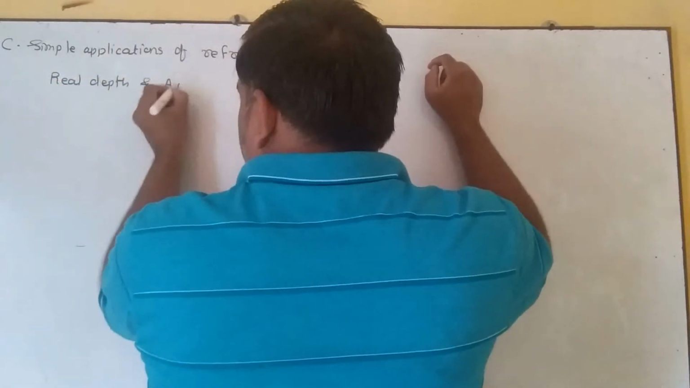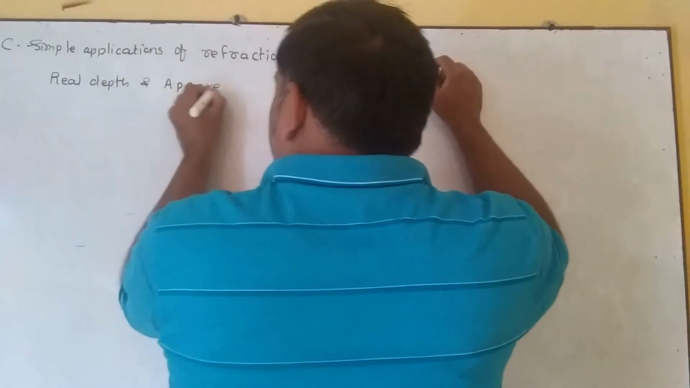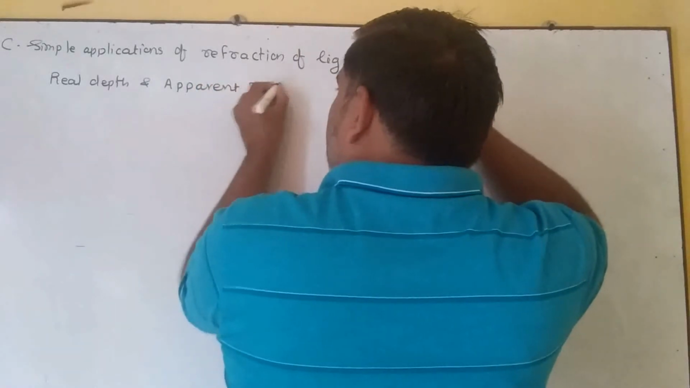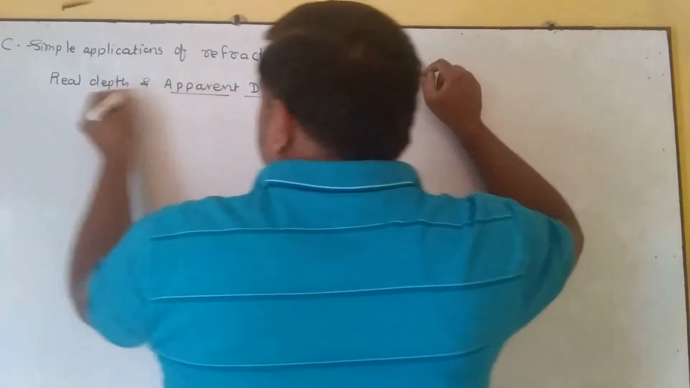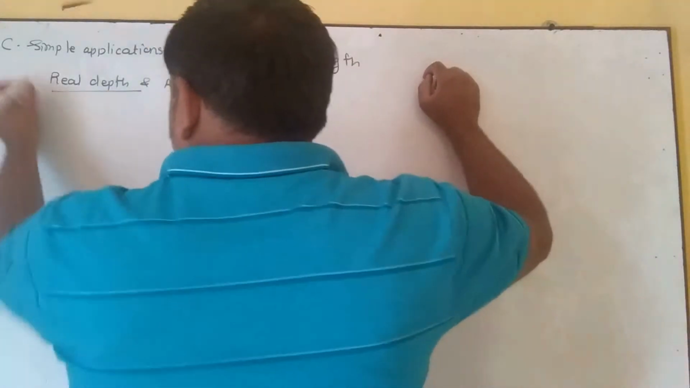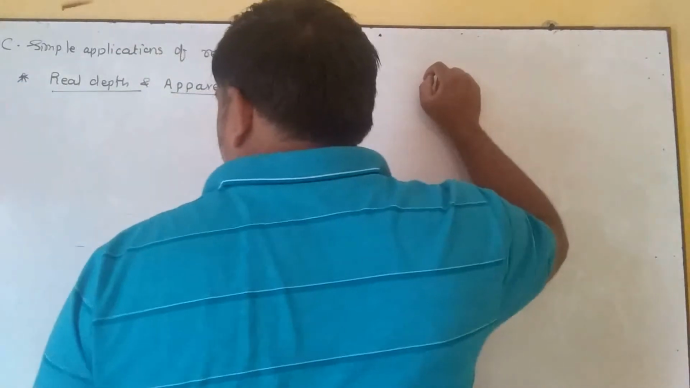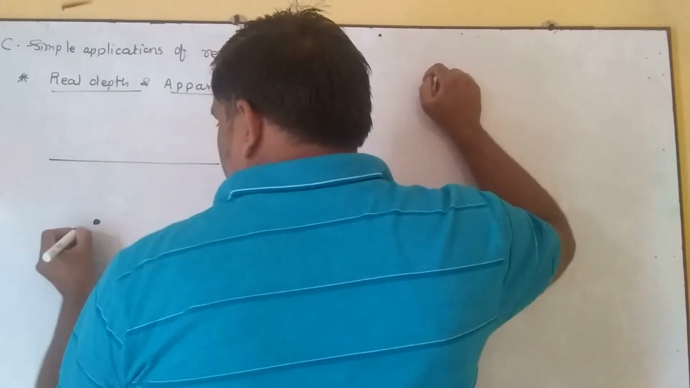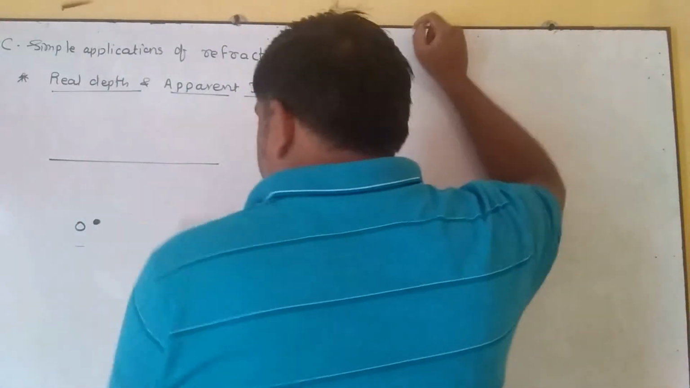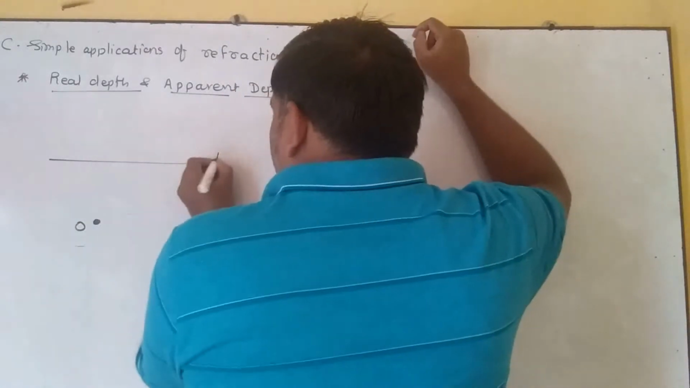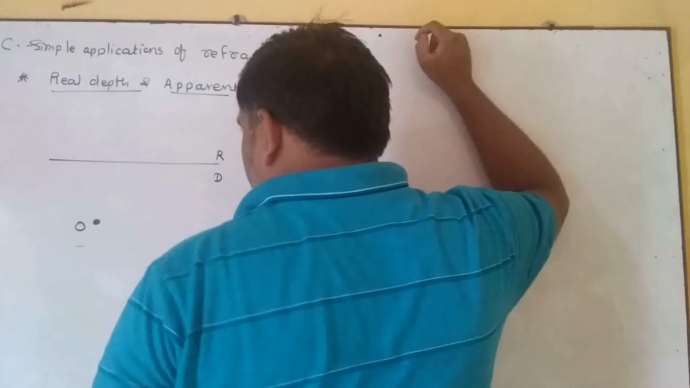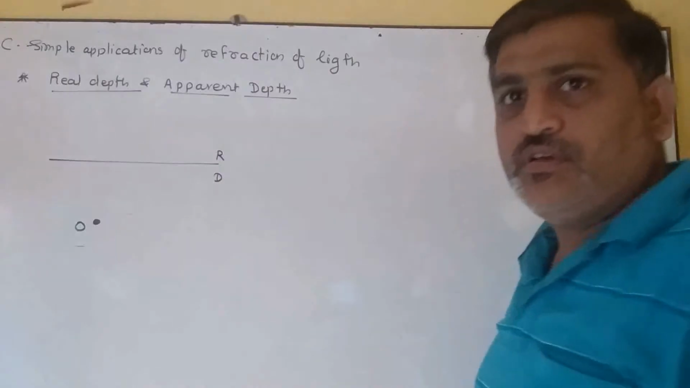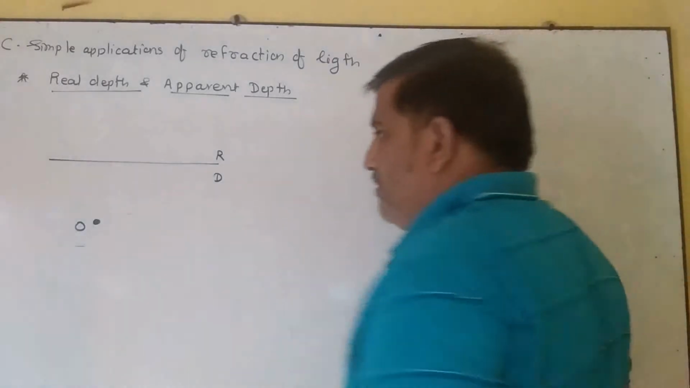and apparent depth, right? These two concepts we are going to study. When the object which is in the denser medium, say this object O is in denser medium, is seen from the rare medium, then how do we get the image?